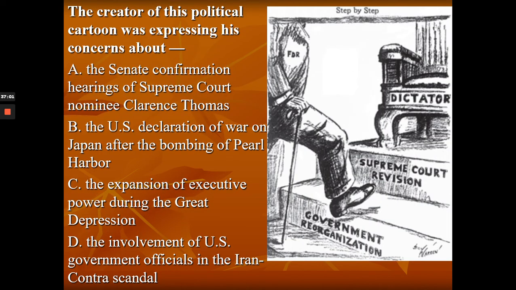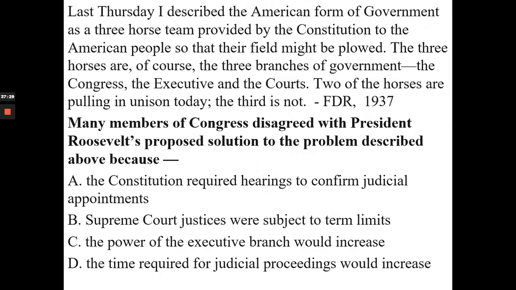The creator of this political cartoon was expressing his concerns about the what? All right, step by step, FDR becoming a dictator, step by step. Hit pause, answer the question. The answer is C, expansion of executive power. That's what the cartoonist is expressing his concerns about, the expansion of executive power. Okay? All right, I'm running out of time here.